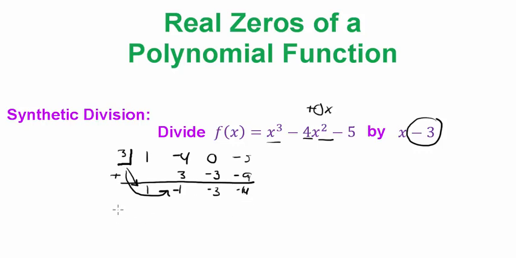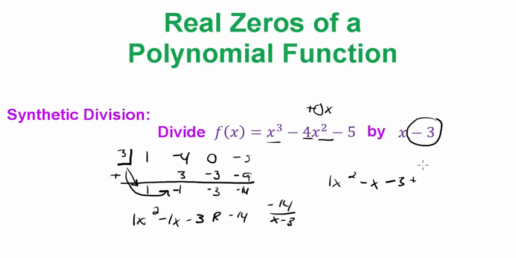Now, if you recall, this would result in a function that was 1x squared minus 1x minus 3 with a remainder of negative 14. You could also write the remainder as negative 14 over x minus 3. And if you did that, you would put a plus after the negative 3. So in other words, it would look like this: 1x squared minus x minus 3 plus negative 14 over x minus 3.